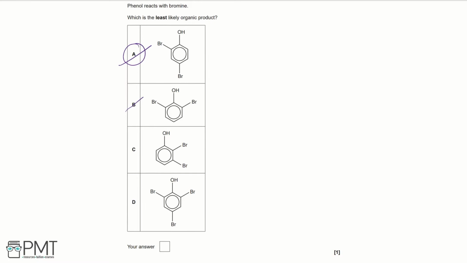Looking at C, we have bromine at positions 2 and 3. 2 and 3 is not very likely, so it is extremely possible that C is our least likely organic product. Finally, looking at D, just to confirm, the bromine is at 2, 4, and 6 on the positions of the phenol, and so it again is possible.